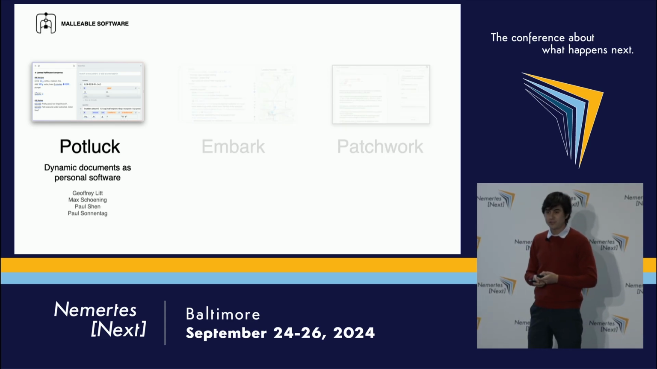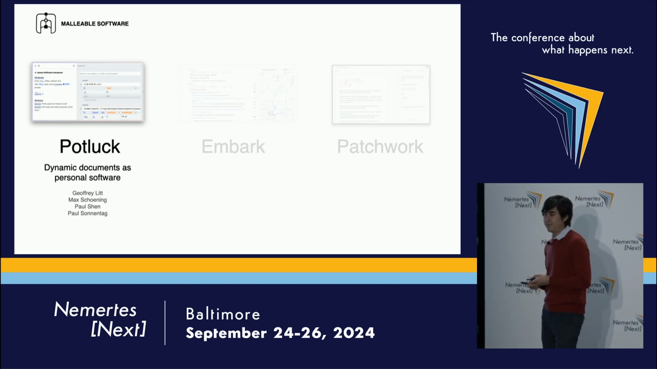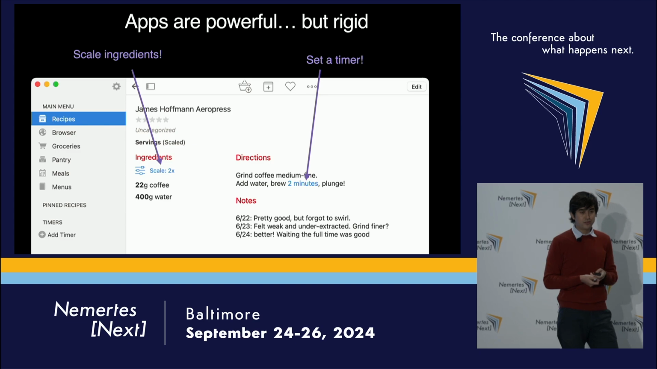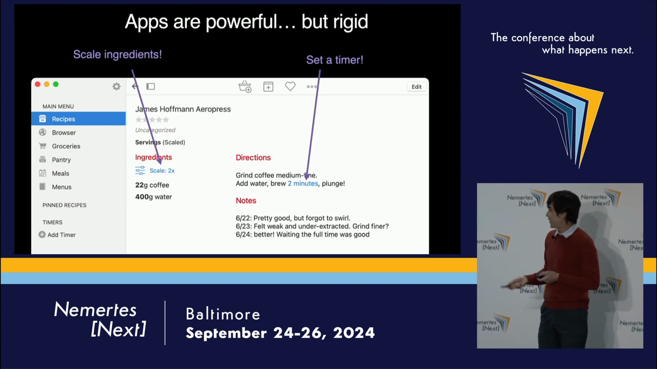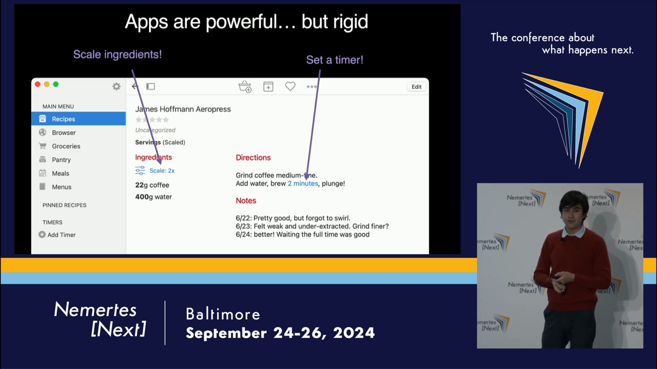All right, so let's start with this one called Potluck. I like to cook. I like recipes. And sometimes I use software for recipes. Now, when you use a computer to manage your recipes, it can do some cool stuff. It can multiply the ingredient quantities for you. That's nice. Computers can do math.